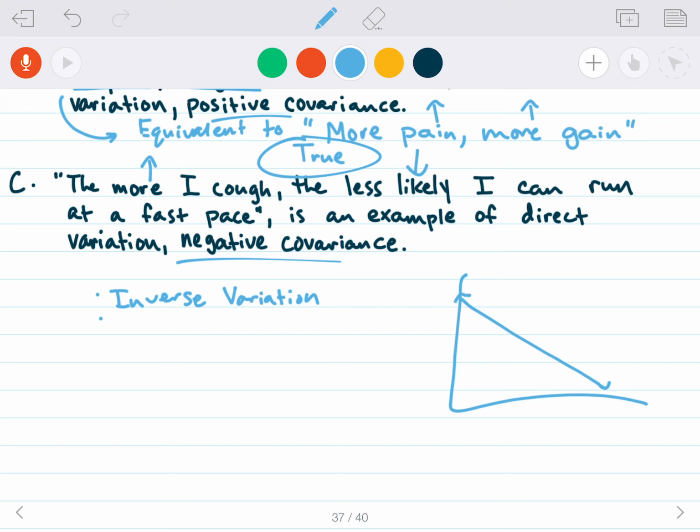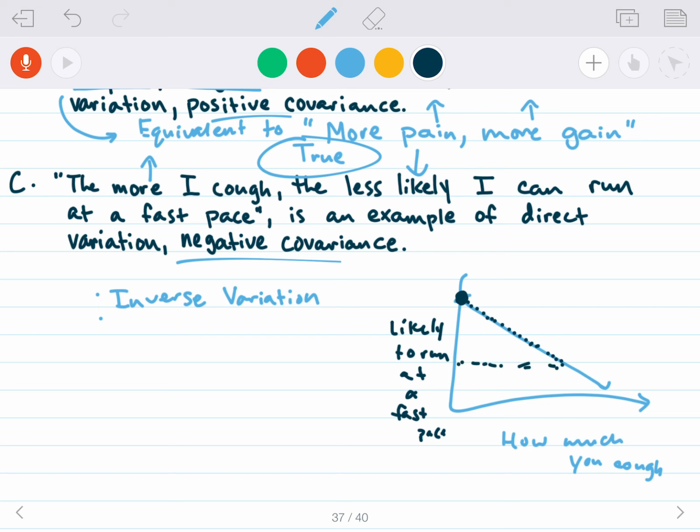So the x-axis is going to be how much you cough, and then the y-axis is likely to run at a fast pace. We can see that when we start here, likely to run at a fast pace, the more you cough, so the more you go horizontally, the less likely you are to run at a fast pace. So this is definitely an example of negative covariance. We got a negative slope going on there.